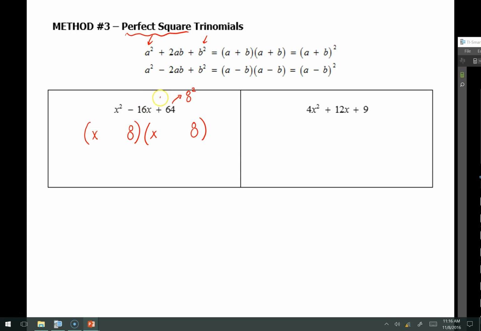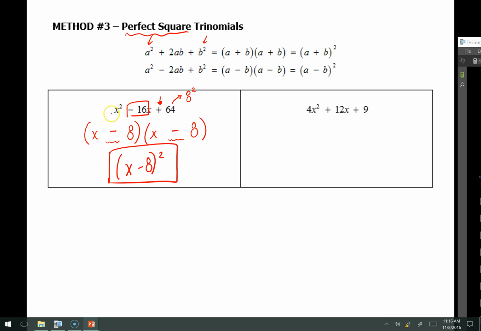And then because this is the positive sign, that means I have to do the same sign in both of these here. To add them together to get negative 16, they both have to be negative, because negative 8 minus 8 is negative 16. So look at what has happened here. I have two factors that match exactly. That is x minus 8 quantity squared. And this trick will always be true for perfect square trinomials.